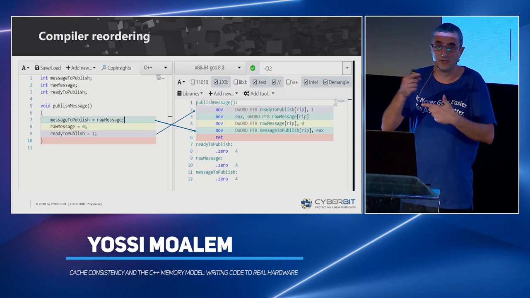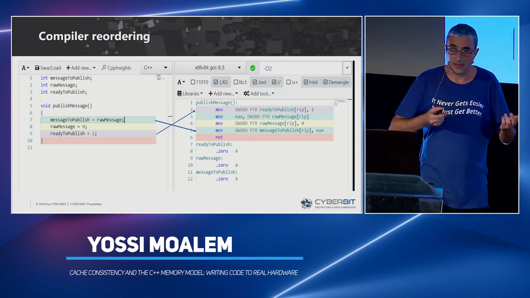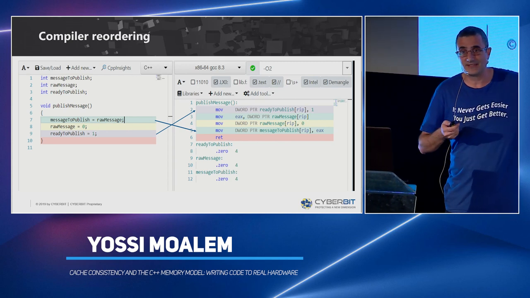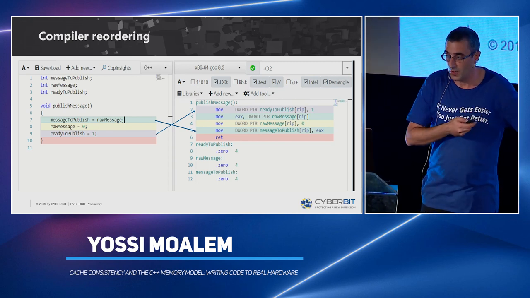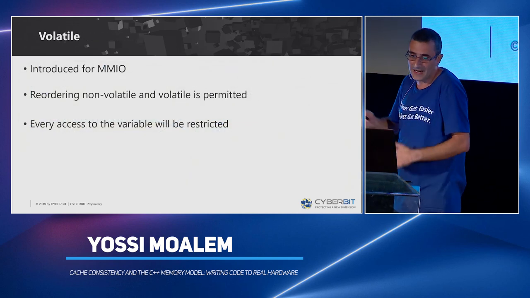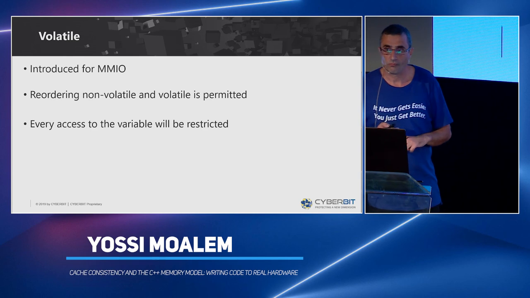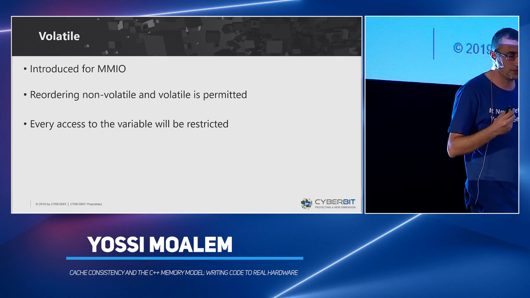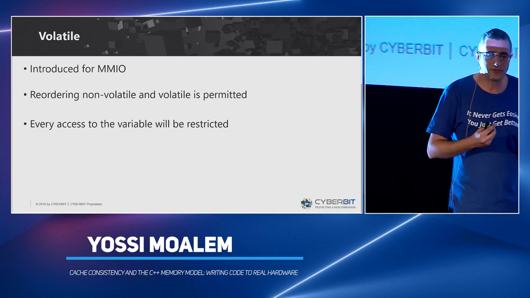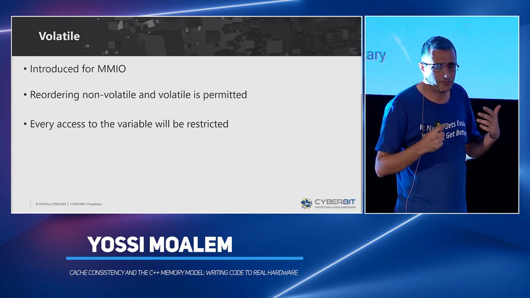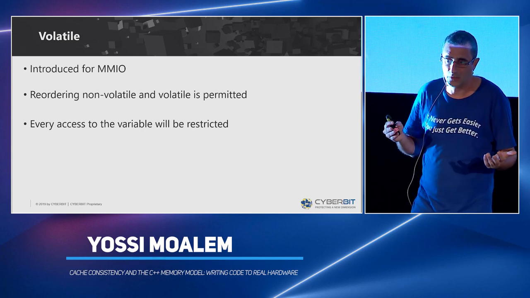Now, if another thread is looking for this flag and monitoring it, it can see the flag set before we set the message, which is obviously not good. The first thing that comes to mind to most people is, okay, let's put volatile. In order to understand why it's not a good idea, we have to understand why volatile was introduced to the language. Volatiles were introduced in order to provide support for memory mapped I/O.